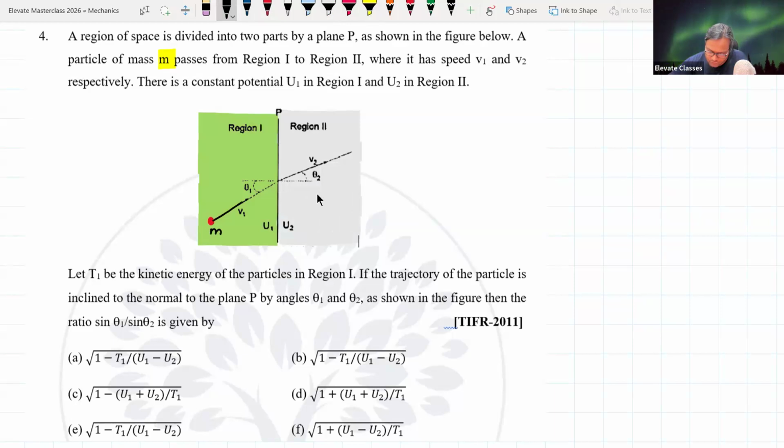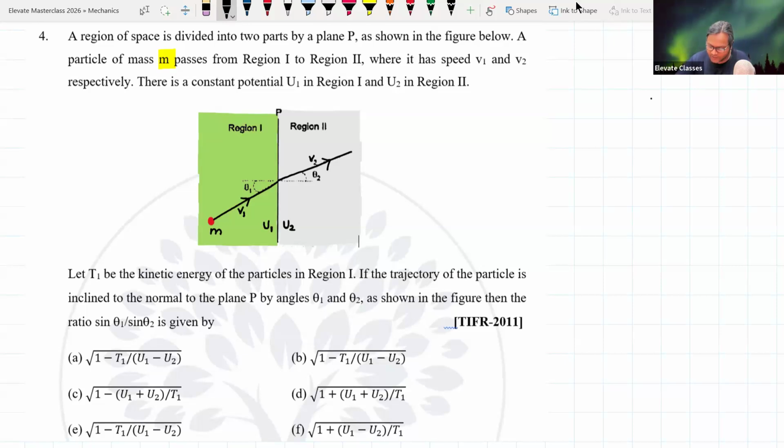So it goes from region 1 to region 2. If the diagram is not clear, let me clarify it a bit. This is the direction of its motion, where it has a speed v1. So in region 1 it has a speed of v1 and it has a speed v2 in region 2. There is a constant potential u1 and u2 in region 1 and region 2 respectively.